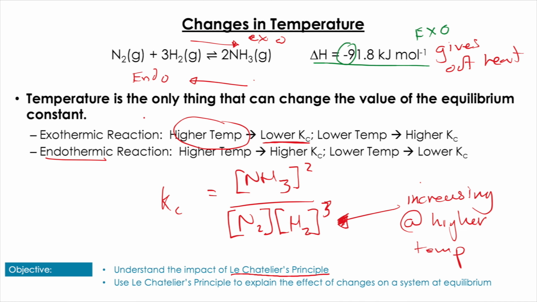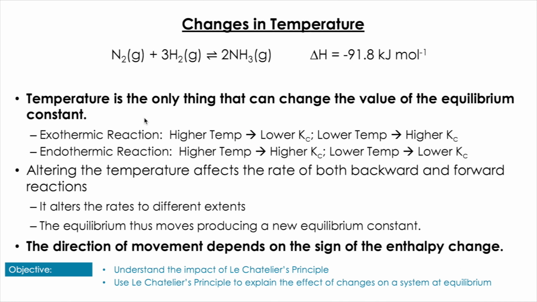So overall, how can we describe temperature's effect on equilibria? Altering the temperature affects the rate of both the forward and backward reaction. However, it affects these to different extents. And this means that the equilibrium actually moves and we actually get a new equilibrium constant. And the direction of that movement depends on the sign of the enthalpy change.